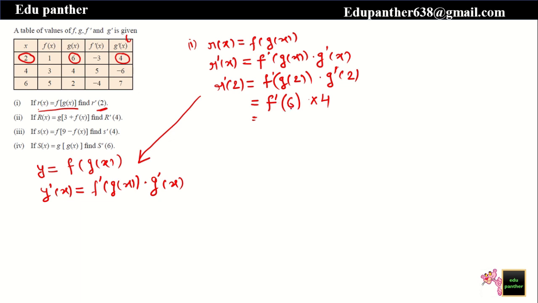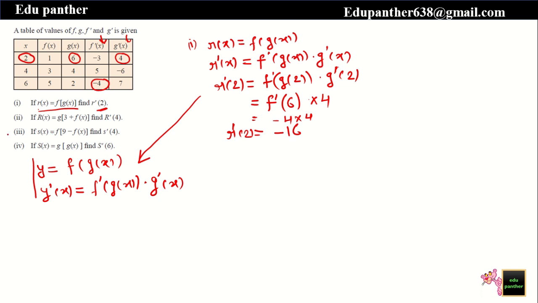Further we have f dash of 6 here. So again use this table to find the value of f dash of 6. To find that value, first go to the column of f dash, which is our third column here, and 6, it's the last row. So they are meeting at point -4. So f dash of 6 is -4. -4 into 4, which is -16. So r dash of 2 is -16. Clear? So for this type of function, we have to use this differentiation of composite function.